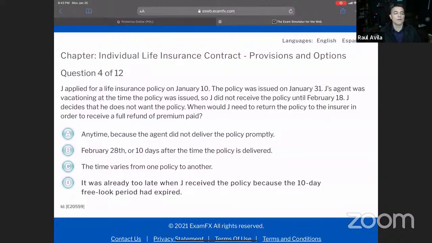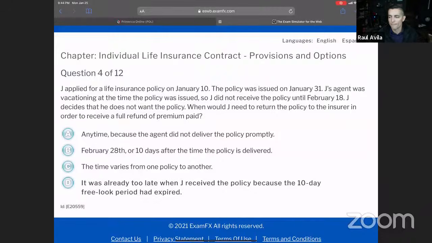Number 4, Jay applied for life insurance policy on January 10th. The policy was issued on January 31st. Jay's agent was vacationing at the time the policy was issued. So Jay did not receive the policy until February 18th. Jay decides that he does not want the policy. When would Jay need to return the policy to the insurer in order to receive a full refund of premiums paid? A, anytime because the agent did not deliver the policy promptly. B, February 28th.